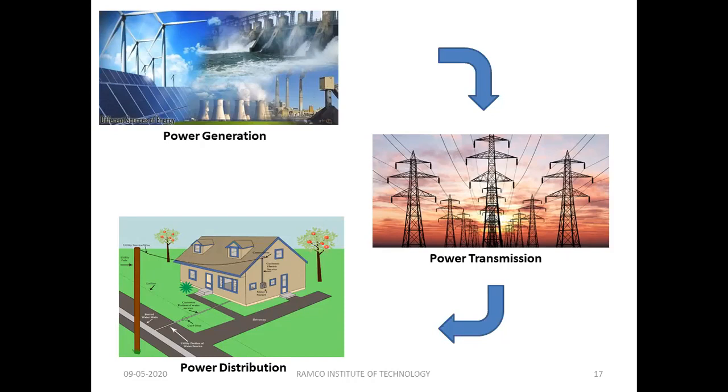There are so many conventional plants and non-conventional plants. Nowadays people are talking about wind and solar. Those are non-conventional sources of power. Wind is a kind of source to produce power. Similarly, solar is one kind of source to produce power, right? I'm not going into much depth. In general, somewhere it is generating power, right?